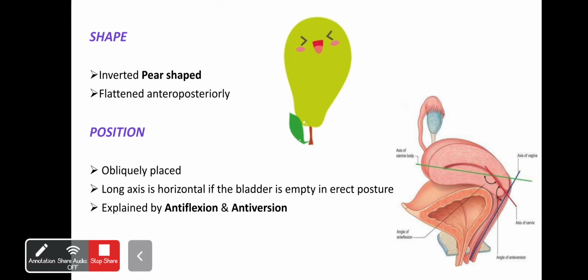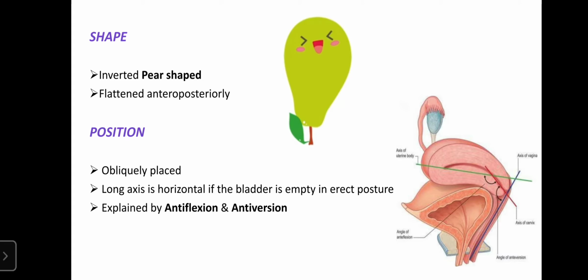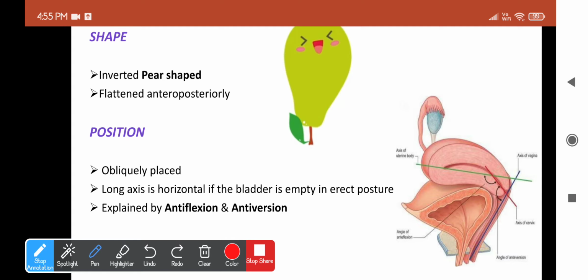Then the shape. The shape of the uterus can be compared to an inverted pear, as you see here, otherwise called the pyriform shape. So it's inverted pear shaped and is flattened antero-posteriorly. Regarding the position, it will be obliquely placed between the bladder and the rectum, and its long axis will be horizontal if the bladder is empty in erect posture. As it is somewhat bent over the urinary bladder, its long axis will be kind of horizontal when the bladder is empty. This position can be explained by anteflexion and anteversion. I'll be explaining these two in the supports of the uterus, so you'll be cleared of it.